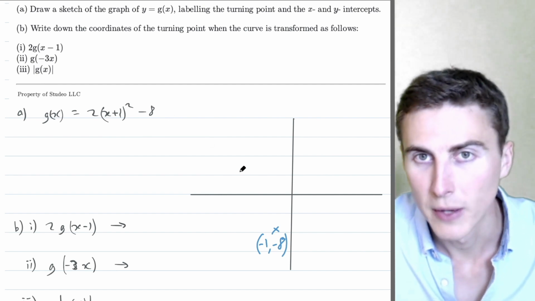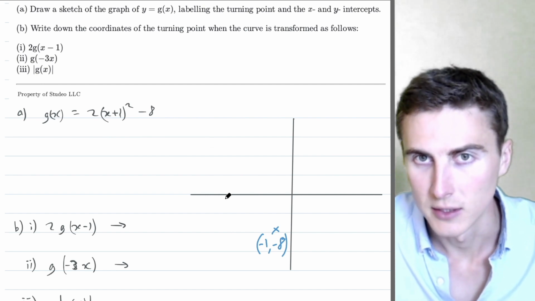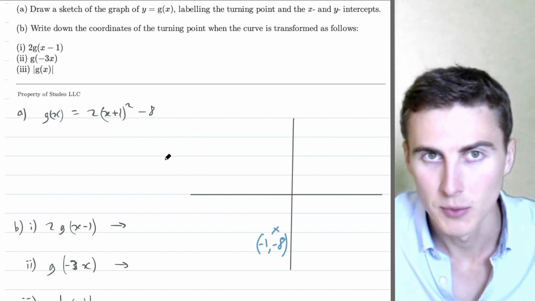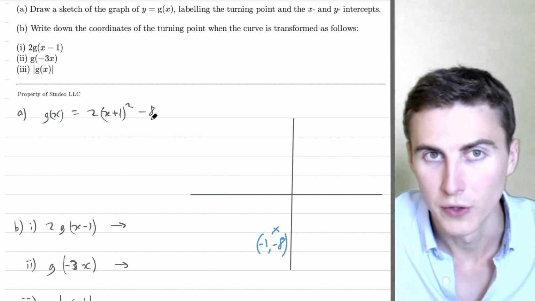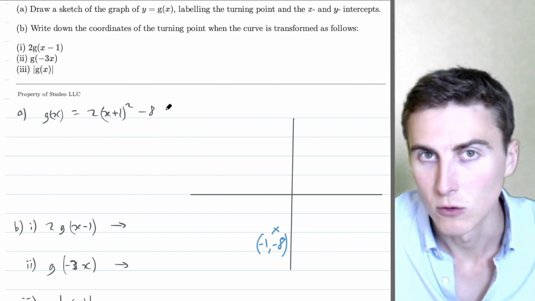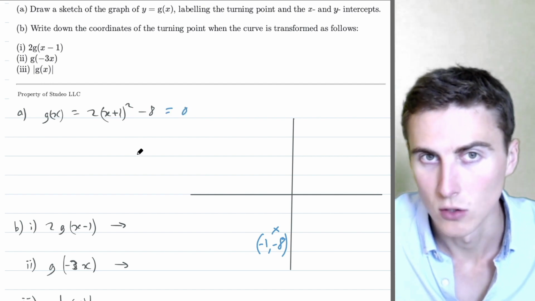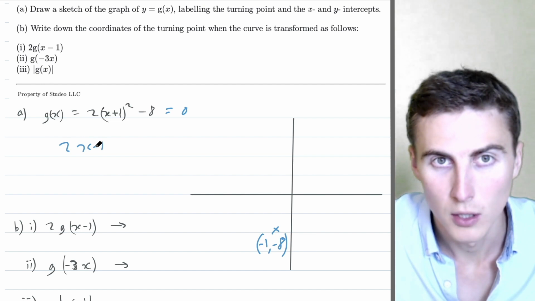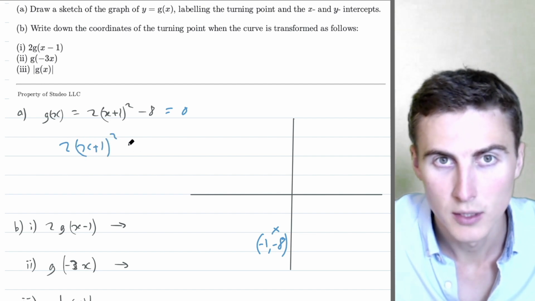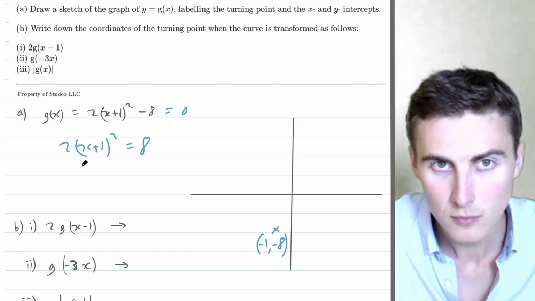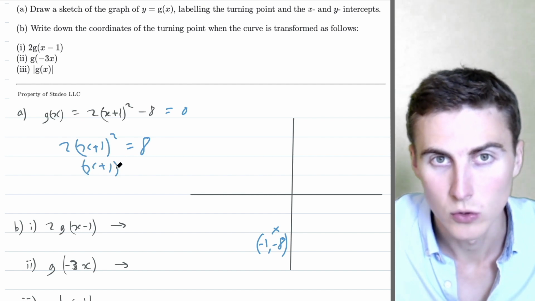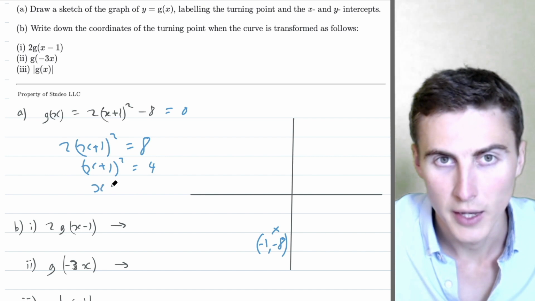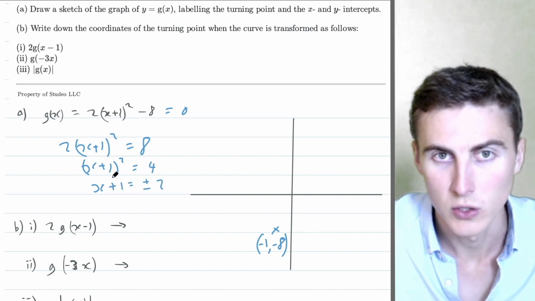Then we need to think about the x-axis. So where are the x-intercepts? And for that, I would just solve this. So basically, let it equal 0, and then solve. So we're going to have (x plus 1) squared equals 8. Then we can say x plus 1 squared equals 4. So then we get x plus 1 equals plus or minus 2, because we can square root both sides.